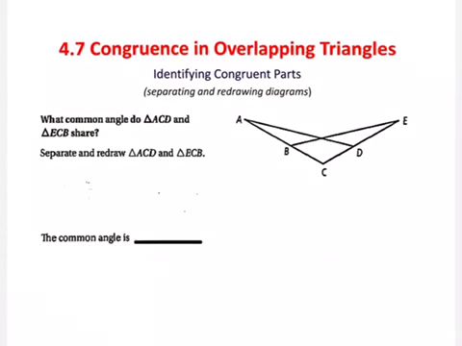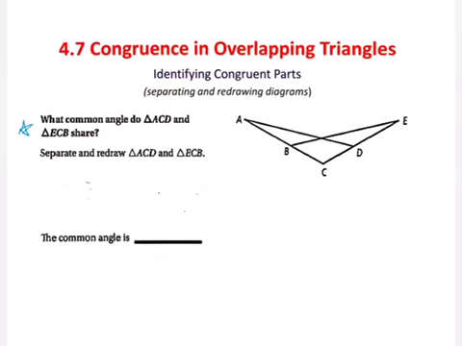Section 4.7, Congruence and Overlapping Triangles. So the whole goal of today's lesson is to identify congruent parts in overlapping triangles. Our first question asks, what common angle do ACD and ECB share?